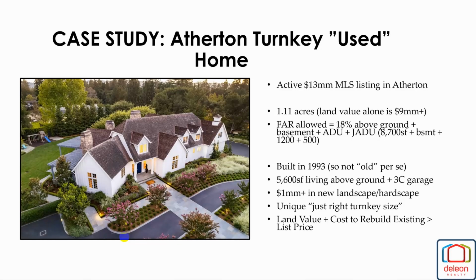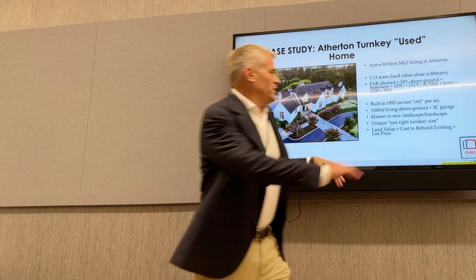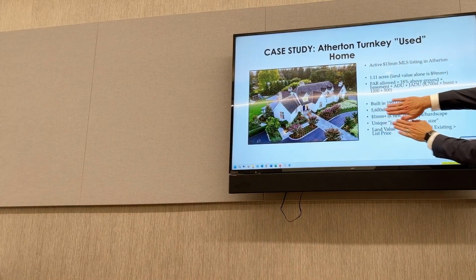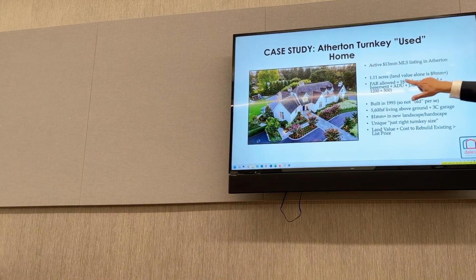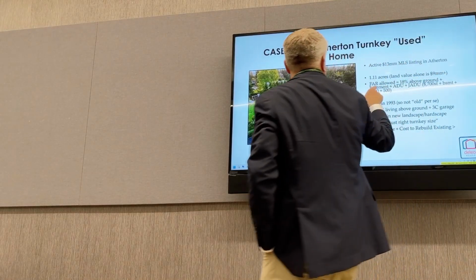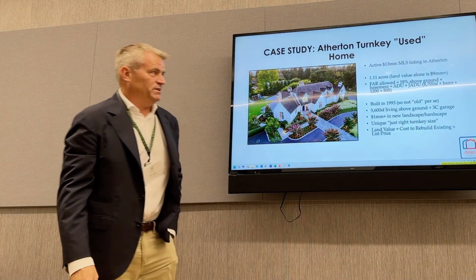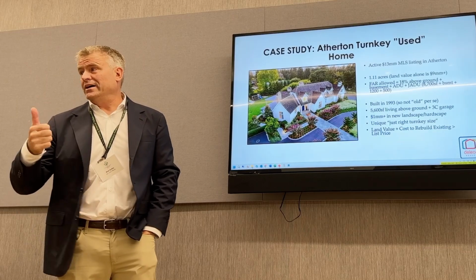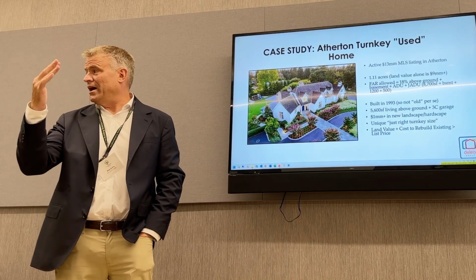So this is an example I was thinking of. This was a home that I had in the open houses this weekend. It was 13 million, the active price on it. It's over an acre. If you just look at this part here, this is what the pro forma would tell you to do: you have 1.1 acres, the FAR allowed typically is 18% above ground. So you take the lot times 18%, you can do that above ground.